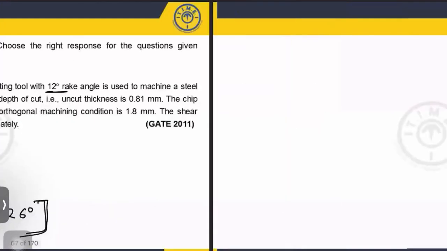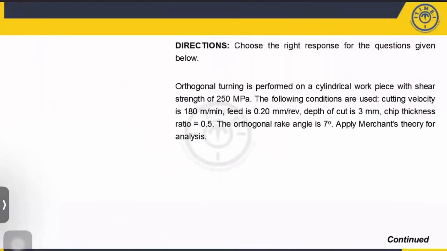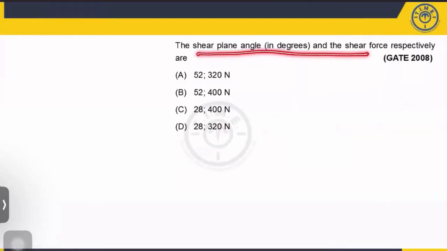Okay, so now the next thing is one more question. An orthogonal turning operation is performed on a cylindrical workpiece. This question is also based on the formula which I have mentioned in the master table. The following conditions are given: the cutting velocity, the feed, the depth of cut, and the chip thickness ratio. The orthogonal rake angle is 7 degree. You have to apply the Merchant theory for analysis, the same theory. You have to calculate the shear plane angle and the shear force. At least I'm expecting you can calculate the shear plane angle.